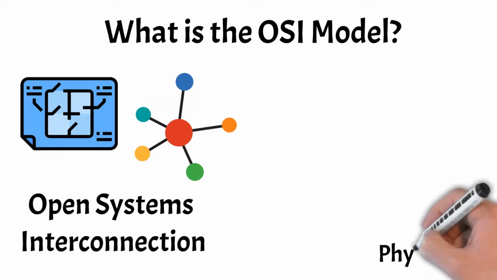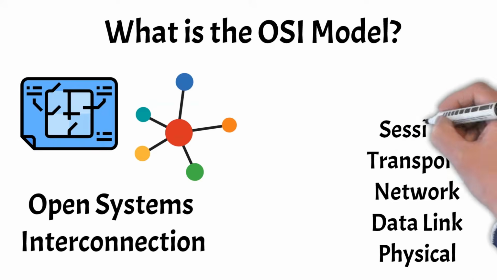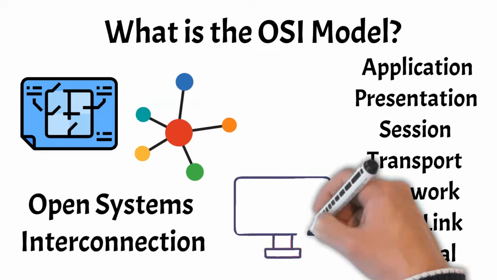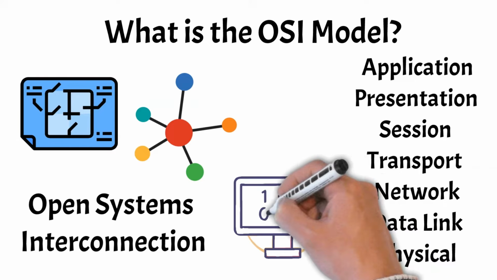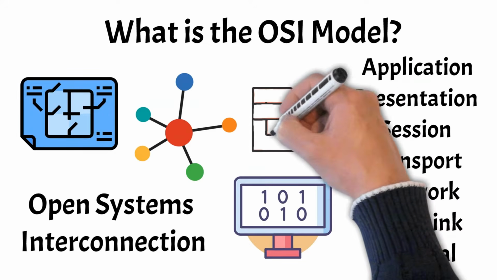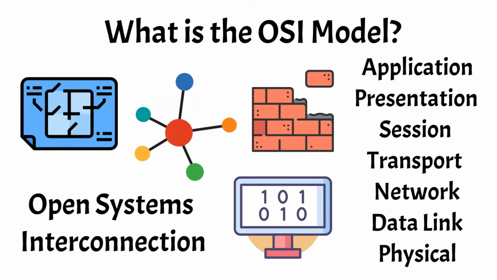These layers are physical, data link, network, transport, session, presentation, and application. Each layer serves a unique role, from transmitting raw data bits over hardware to providing end-user services like web browsing. By breaking down network communication into these layers, the OSI model helps ensure interoperability and simplifies troubleshooting and design in networking. Let's analyze each layer individually.